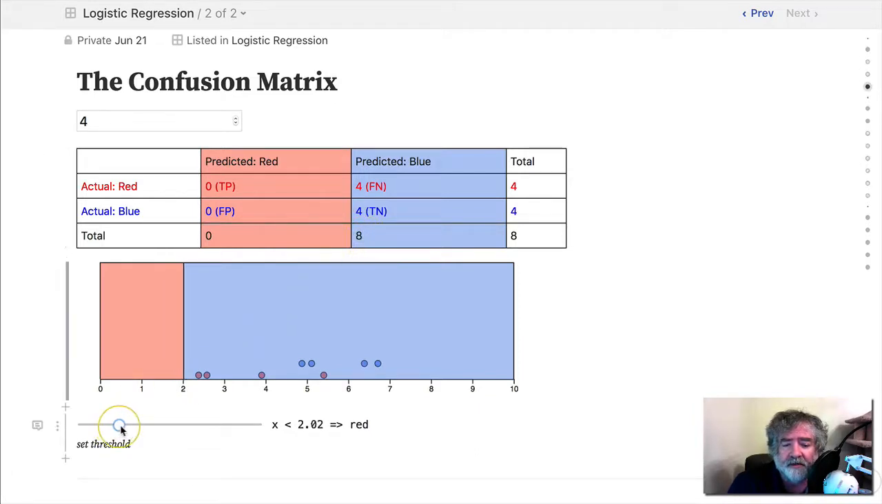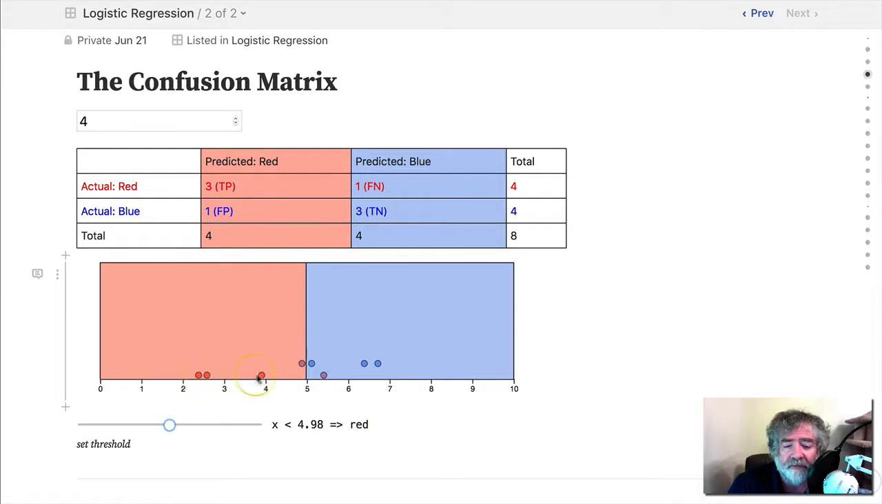So let's keep moving here. How about if we put it right here? Now here we've got a total of 2 positives. So we have a 2 here, and they are true positives. So they were actually red, and they were predicted red. So this cell here represents correct decisions. Let's keep going. How about right here?